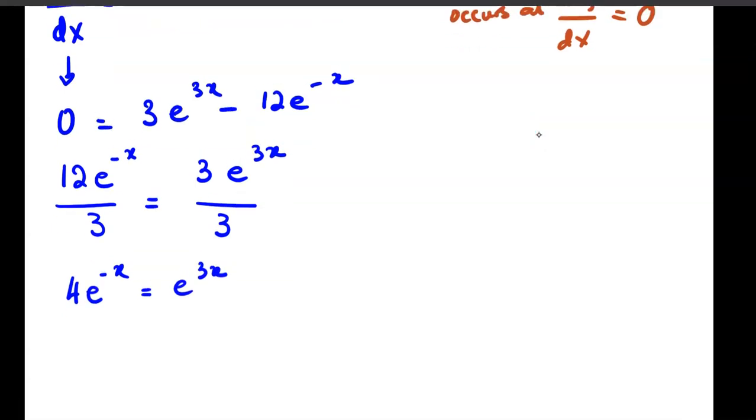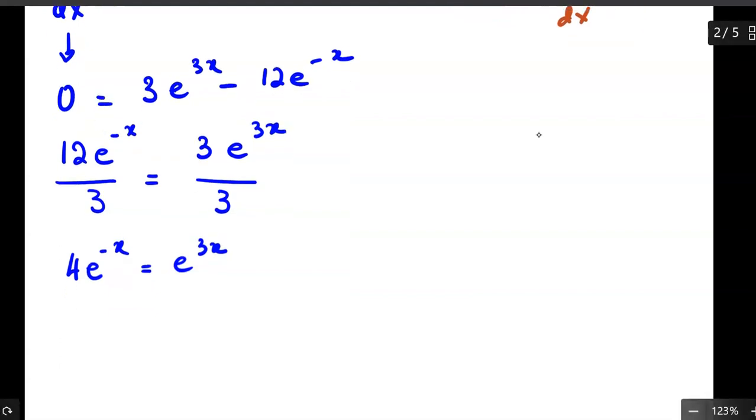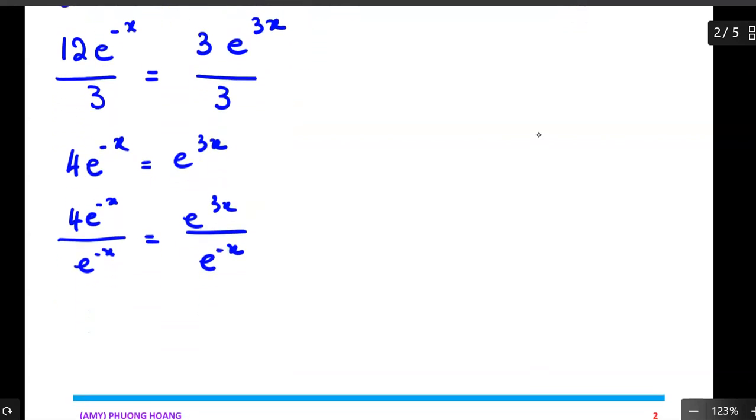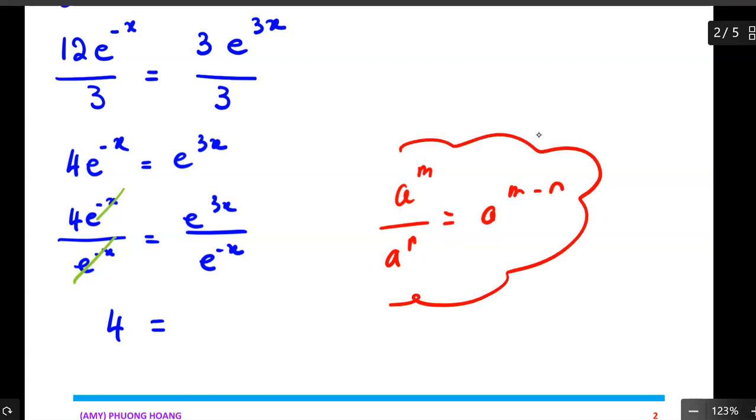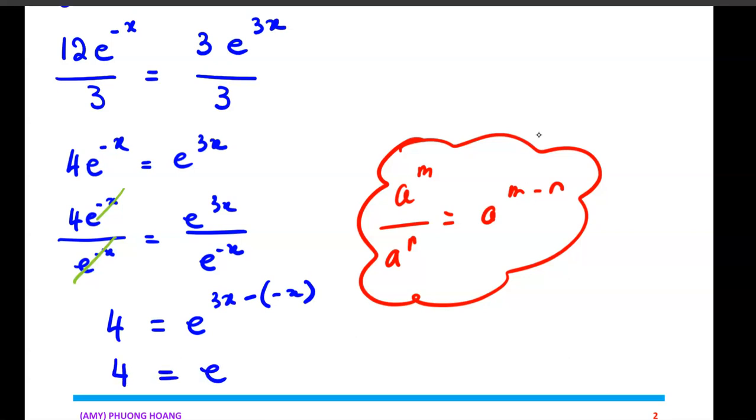Okay, so in order for me to solve for this, I will do one more step: I will divide by e to the negative x on both sides of the equation. I'm doing this so that I can isolate the e with the exponent. So in this case, that cancels with that. Therefore, I will have 4 equal to, and I want to remind everyone of this formula: a^m divided by a^n, you are going to subtract the exponent. So that means I'm going to have e to the 3x subtract negative x. So 4 equal to e raised to the exponent of 4x.